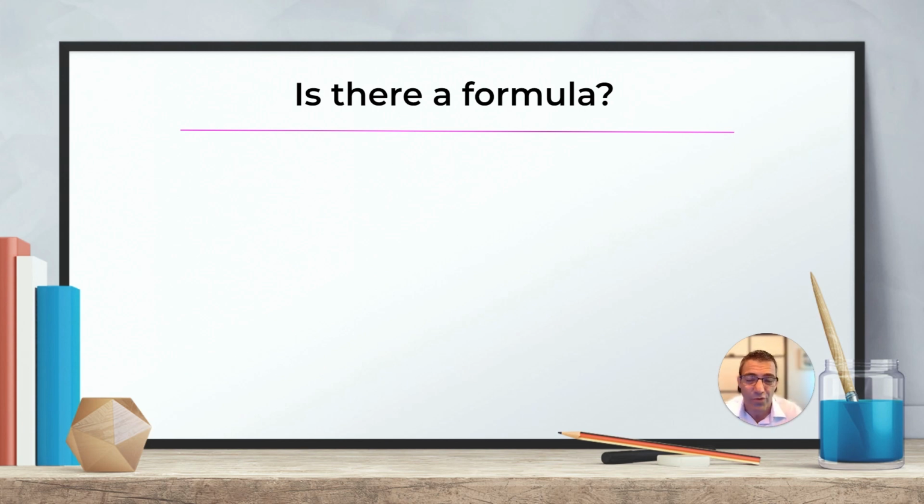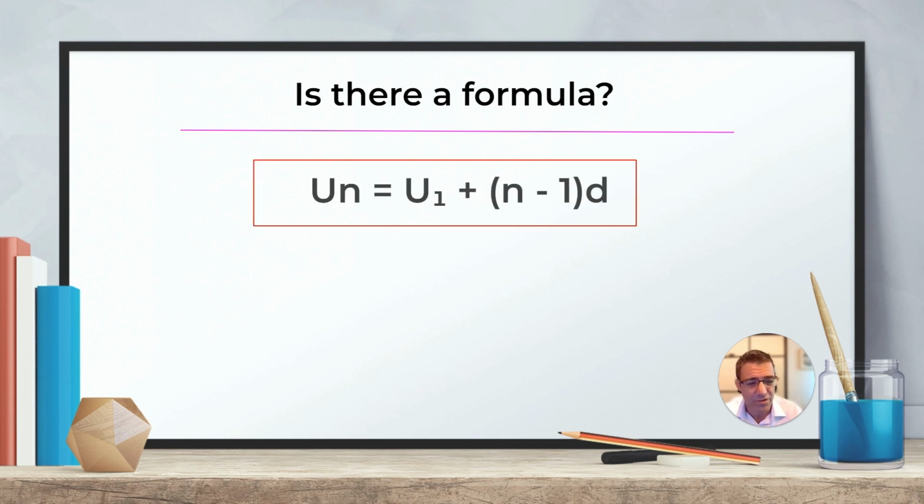So the next point to think about is the formula that's usually given at school. So is there a formula for these kind of sequences? And actually there is. And so here's the formula that's given to you at school, which is un equals u1 plus n minus 1 d. And I've had many students look at this formula and be like, what is this and why do we need it?